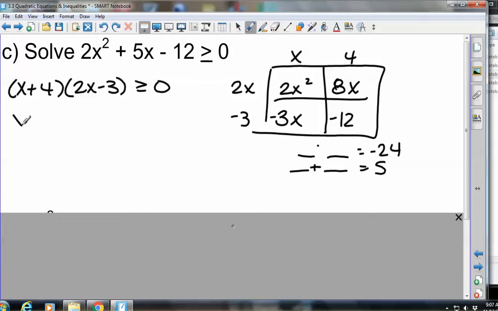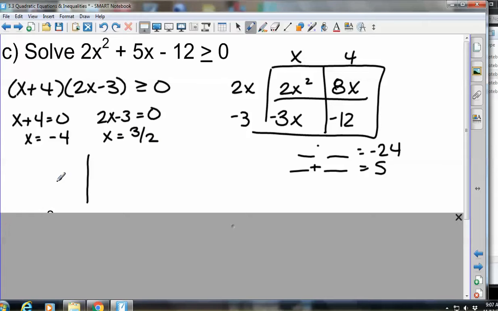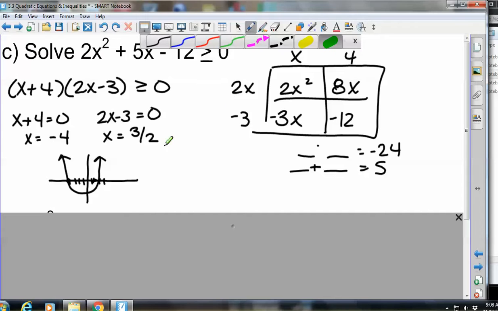Alright, so at this point, set each one to 0. I get a negative 4 and 1.5 more. Okay. So those are the two times where we touch the x-axis. What answer did I want this time? Greater than or equal to.